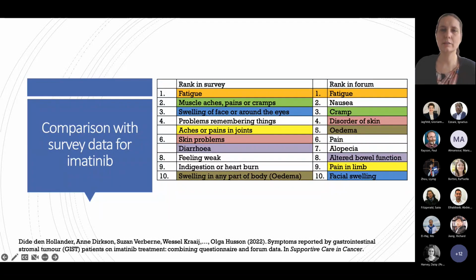As you can see, there is definitely overlapping information, but there are also differences. For example, on the forum, nausea is very highly ranked, and in the survey it was not listed. There are some other differences that we think are useful, especially for the purpose of expanding answer options in the survey, for example.